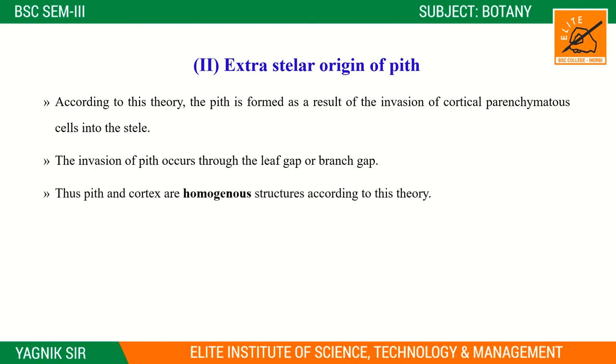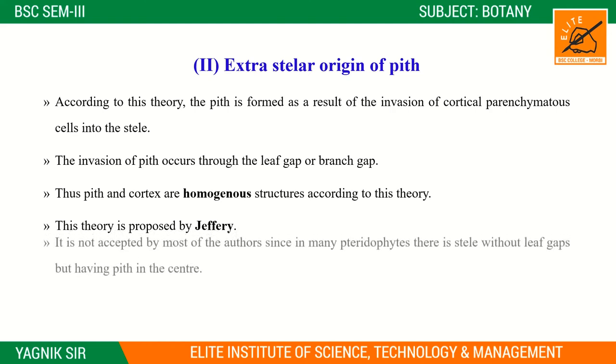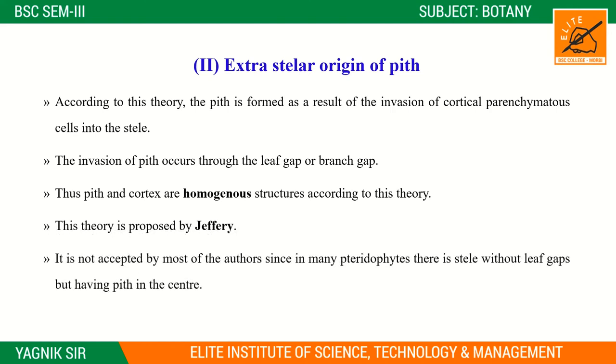So thus the pith and the cortex are homogeneous structures. That means the pith and the cortex are similar in characteristics, right? This is according to this theory, proposed by Jeffrey, and it is not accepted by most of the authors, since in many pteridophytes, right, there is a stele without the leaf gap but having the pith in the center, right? So here leaf gap is absent, but pith is present in the anatomical structure of all these pteridophytes.